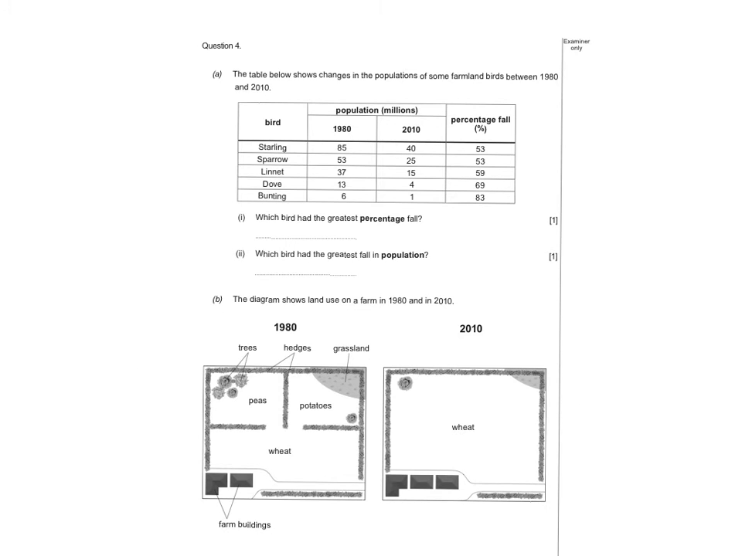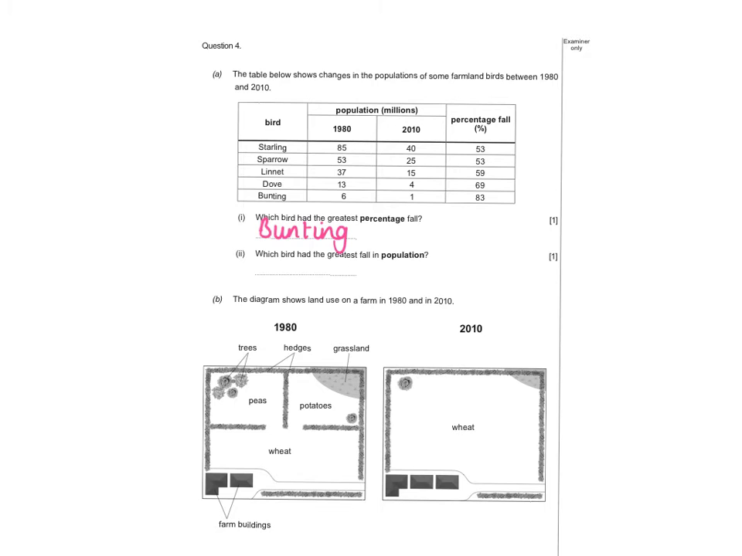Then we've got the next question. The table below shows changes in the populations of some farmland birds between 1980 and 2010. We've got the starling, sparrow, linnet, dove, bunting. Which of the birds had the greatest percentage fall? Which would be, as you can see here, our buntings, who've got a percentage fall of 83%. Nice and simple.